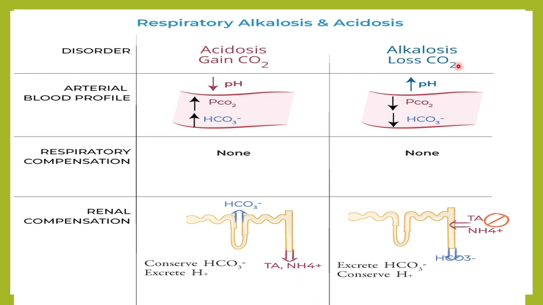And in alkalosis, what happens? There is loss of carbon dioxide. Hyperventilation, patient cannot retain carbon dioxide. So there is loss of carbon dioxide. In alkalosis, the pH is going to rise. As a compensatory mechanism, the kidney doesn't want bicarbonate, so it will try to excrete the bicarbonate, and when the bicarbonate levels are decreasing, the chloride levels will be increasing.